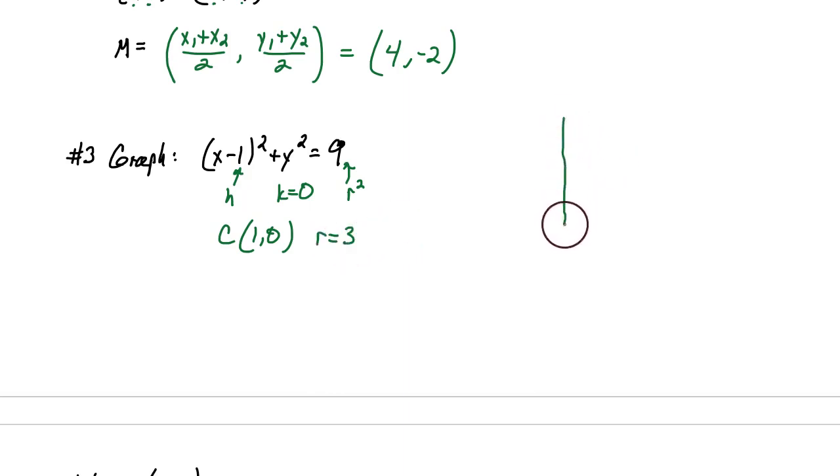Let's make a grid. Start by locating the center. It is at 1, 0. And then go 3 units in all directions from the center. To the right, down, and to the left. Then draw in a circle.